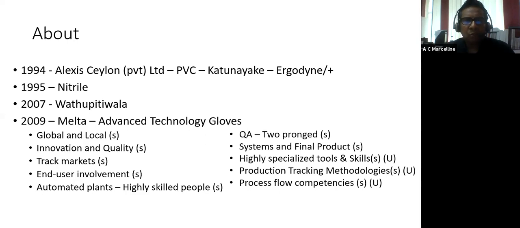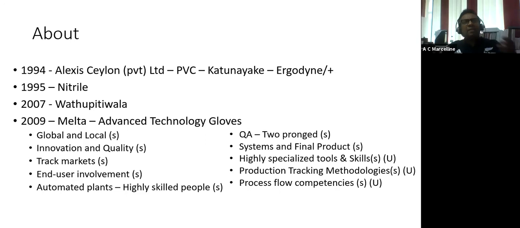So there are so many QA certifications, there are many SLS seals or whatever you're talking about. So it's good to know that they are on the systems as well as on the final product. Highly specialized tools and skills. So I could say that as a skill, and I've marked it as U as well. That is unique. Yeah. Now these are the uniqueness.